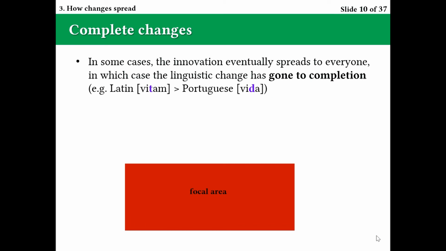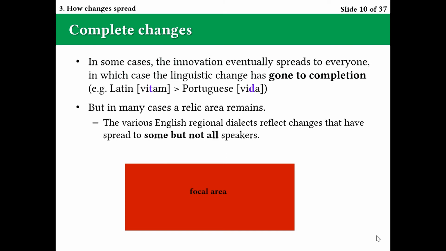In some cases, the change keeps on going, and the focal area spreads to ultimately the entire speech community of that language. In that case, we've got a linguistic change that has gone to completion. So that's, for example, the example of T in Latin becoming D in Portuguese between vowels. That happened ultimately to all of Portuguese. But it must have started in some area before it just kept on spreading and it went to completion. So sometimes that happens, but lots of times there is still a relic area that's left. So in English, there are lots of different dialects of English, and these reflect changes that have spread, but they haven't spread to everyone. They made it so far, but not any farther, and so we ended up with different ways of pronouncing English.